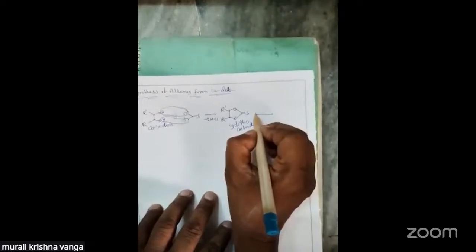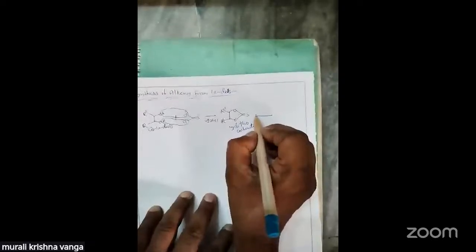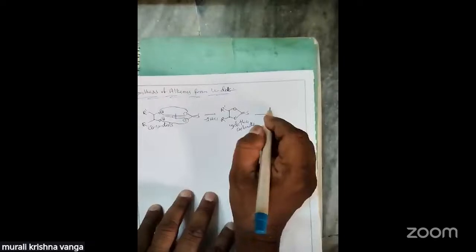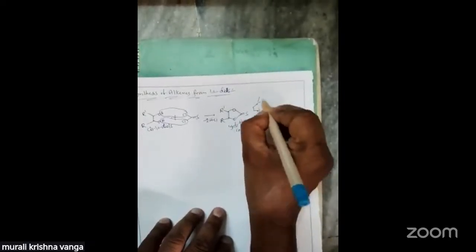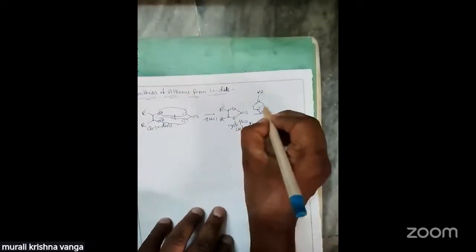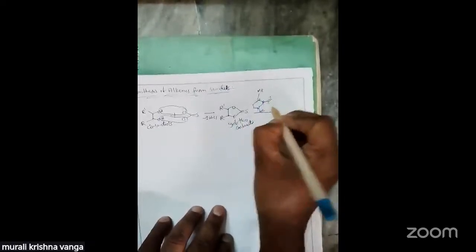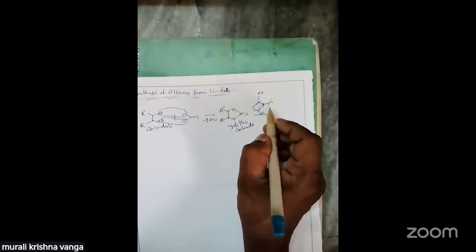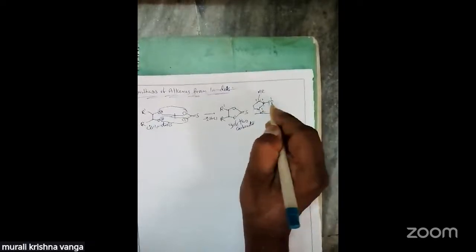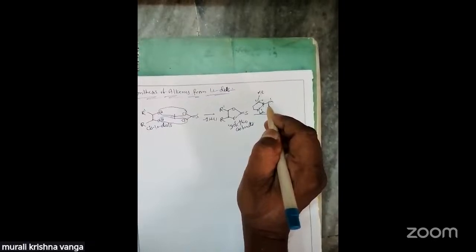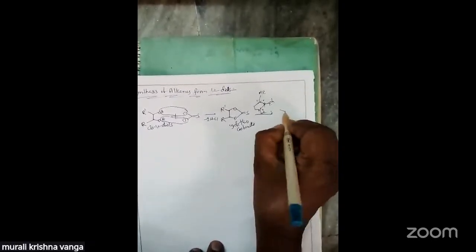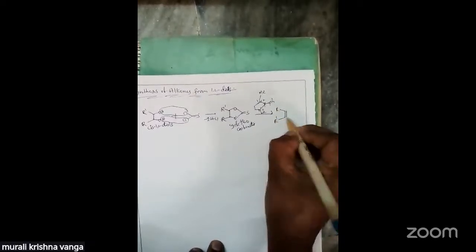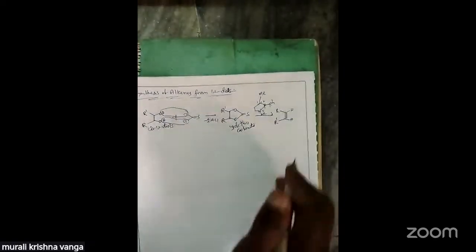This cyclic thiocarbonate reacts with 1,3-dimethyl-2-phenyl-1,3,2-diazaphospholidine. The structure of that compound is shown. Then the alkene is formed as the product.